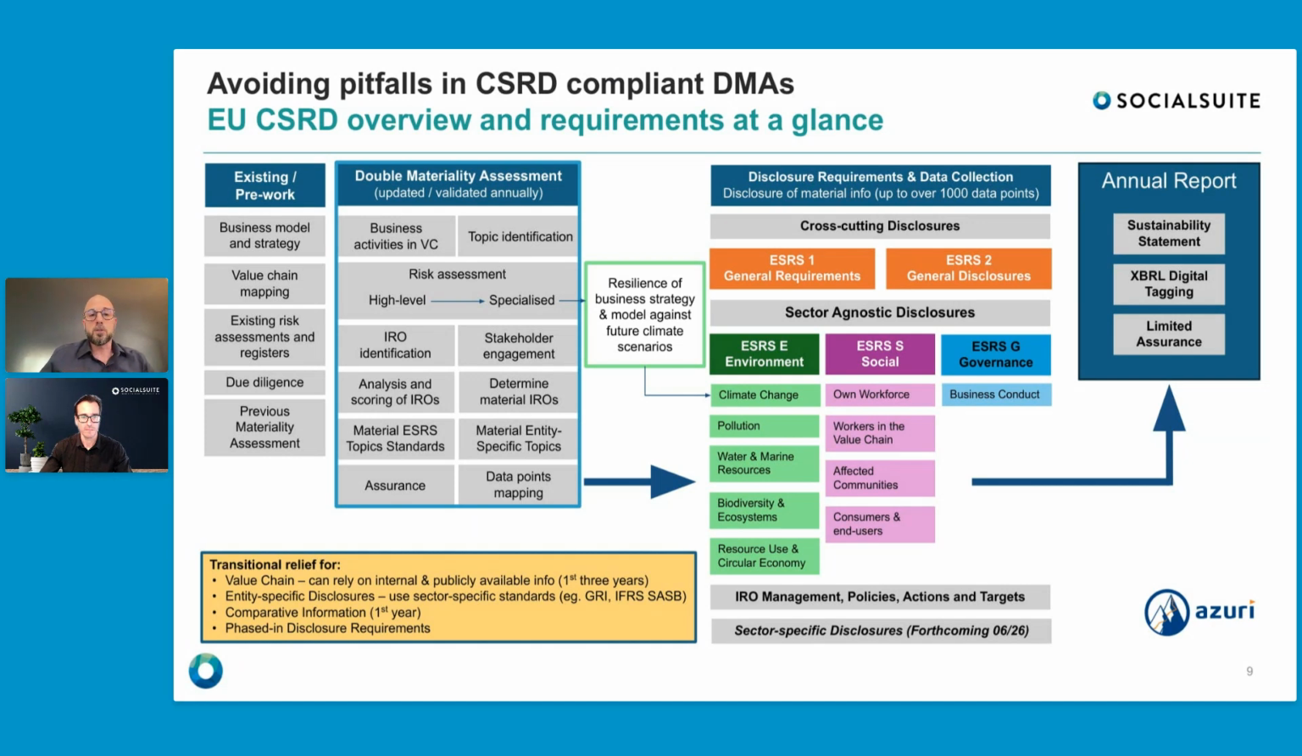What do you have in terms of your ERM, your enterprise resource management? Have you mapped your value chain? Do you have that information? How deep down the supply chain do you go when you look at that value chain mapping? This second box here really looks at what's required of the double materiality assessment.